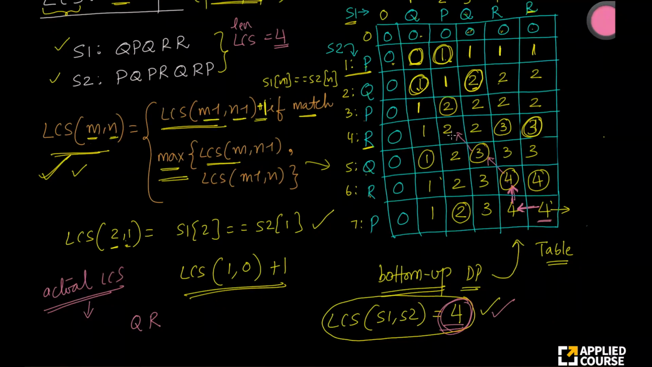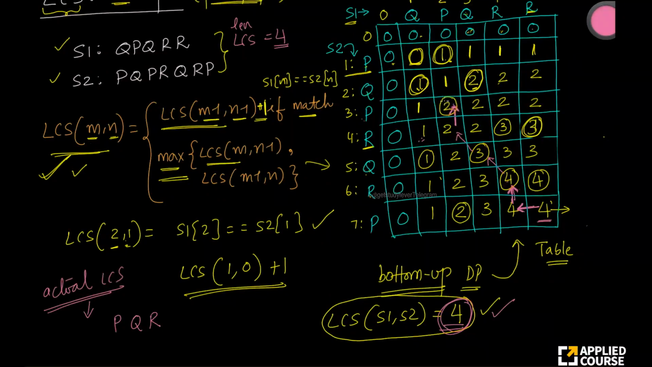Now how did this 2 come about? This 2 came about because of the max between this and this. And the max value is here, so I go up now. Look at the arrows that I'm drawing here. So I go to this. Now as soon as I go here, it is circled, which means this P and this P have matched. So P also must be part of my longest common subsequence.